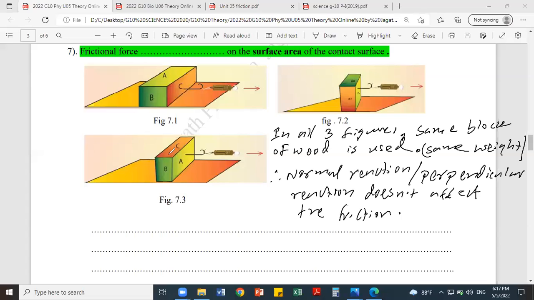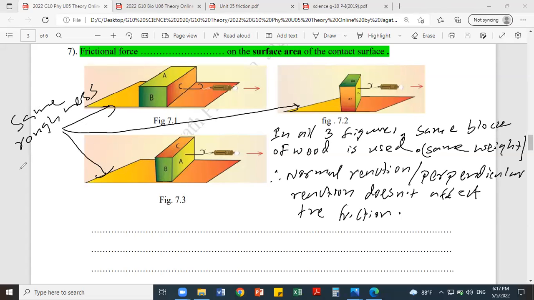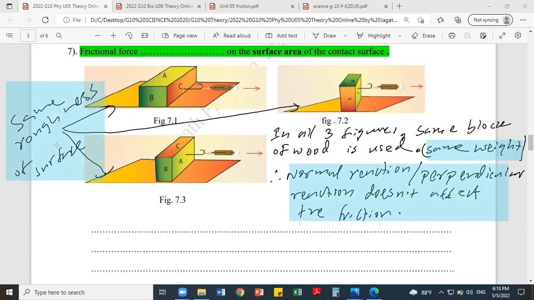And the same surface means the same roughness. All three use the same roughness of sandpapers. So in all three figures, the other condition is the same roughness of the surface. Please mark that with a pencil. Same roughness, same weight. What is the difference among these three diagrams? Same weight means the same normal reaction, and the same roughness. That means those two factors will not affect the friction in all three figures.